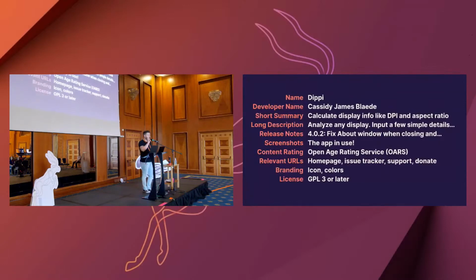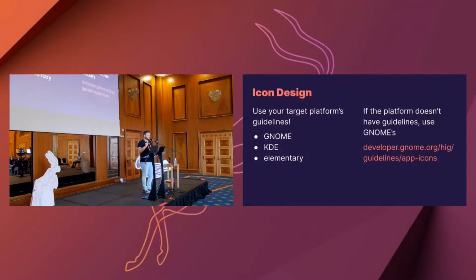So the two elements of branding that are really important for your app are icons and colors. So with icon design, if you're developing an app for a specific platform, please use that platform's icon guidelines for your app. It makes it better for everybody. GNOME has really great icon guidelines. KDE has really great icon guidelines. Elementary has really great icon guidelines. If you're targeting one of those platforms specifically, even though your app can be installed on more platforms, fit in with those guidelines.